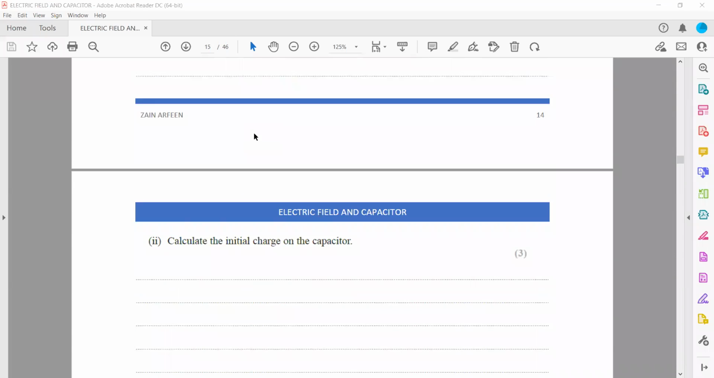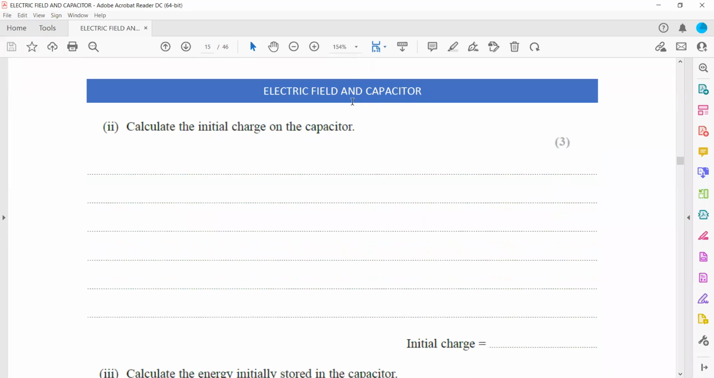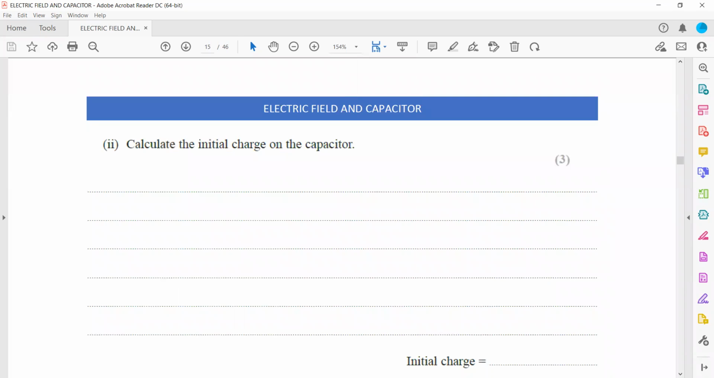The next part: calculate the initial charge on the capacitor. So what was the initial charge the moment the capacitor started discharging? First we'll find the initial voltage, because to get the charge we have the formula Q equals CV. We already worked out the capacitance in the previous part, which is 0.016. But what about the voltage? How do we work out the initial voltage across the capacitor?